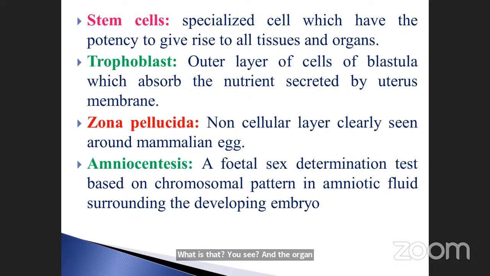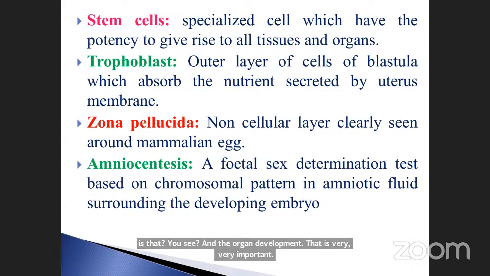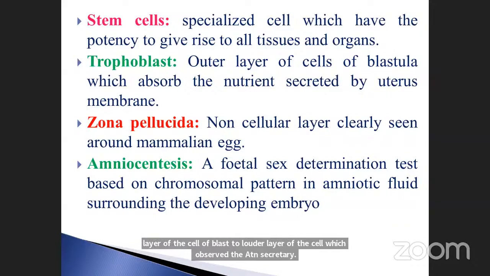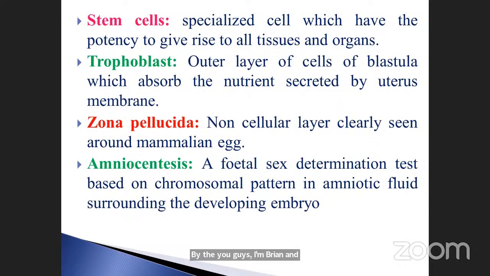Okay, trophoblast. Another one is the trophoblast, the outer layer of the cells of the blastula. It's called trophoblast, which absorbs the nutrients secreted by the uterus membrane. Trophoblast, note it down. This is also very, very important. So many times they were asked. So the outer layer of the cells of the blastula absorbs the nutrients secreted by the uterus membrane. And zona pellucida is another one.